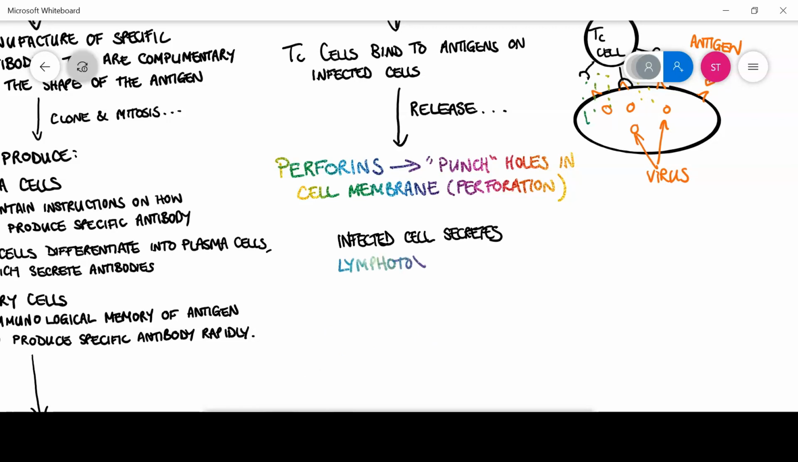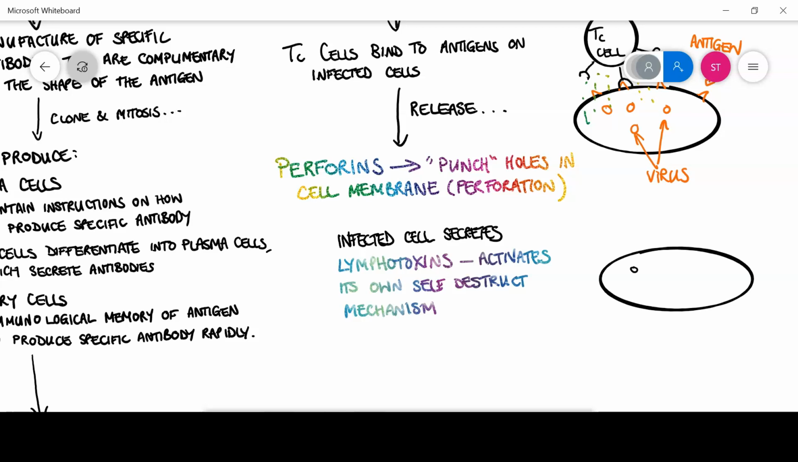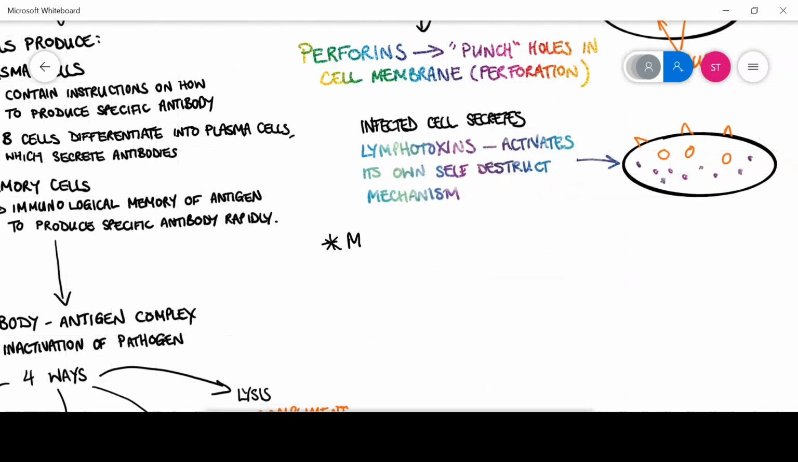At the same time as this action by the cytotoxic T cells is taking place, the infected cell itself will secrete a chemical called lymphotoxin, and that activates the cell's own self-destruct mechanism. Now, both of these actions are designed to prevent the virus from having a host to reproduce in. So if you kill the cell, then it can't cause any further damage. That's the thinking behind that.